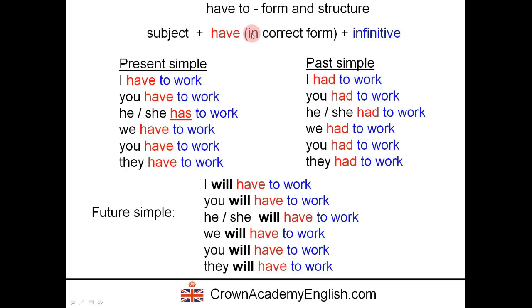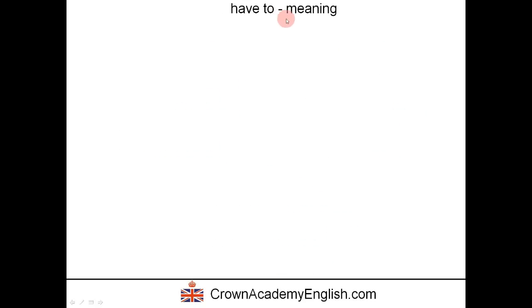So the form is quite simple. You have the subject, then you put have in the correct form for the tense that you want to use, and then you use the infinitive, to followed by the base form of the verb. So if we had study here, we would say I had to study. I have to study. I will have to study. So that's the form. Now let's look at the meaning.